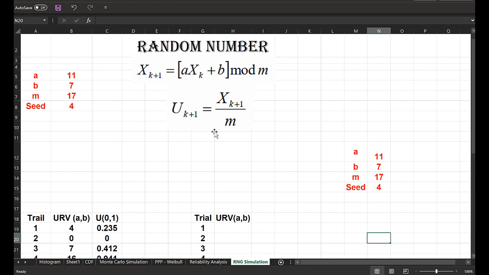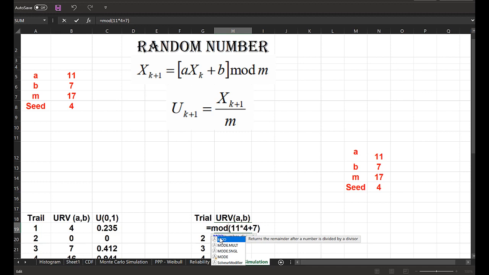So what is the algorithm? a x_k plus b. So we write this equal to a value 11 times x_k, and in this case x_k is basically the initial starting value 4, plus b value 7, and then we have to divide by m. In Excel we have a function for getting the remainder. That function is called MOD, and this function takes your number and divisor value. In this case the divisor value is 17. So this will give you the value of the random variable. In this case this value comes out to be 0. Let's calculate the next iteration.